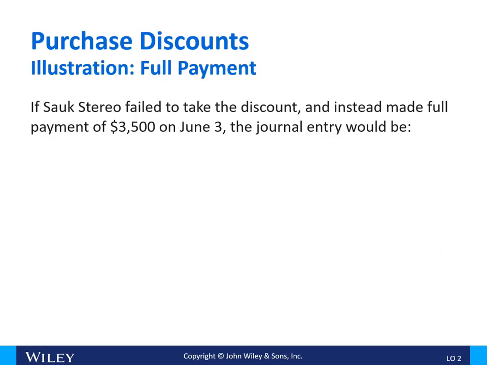Now we'll look at that same transaction, but we failed to take the discount. So we didn't pay within 10 days to be able to take the discount. We still owe that $3,500. We're going to pay the full amount. That's simply going to be debit accounts payable, reduce that liability, $3,500, and reduce our cash, reduce our assets, credit cash, $3,500.